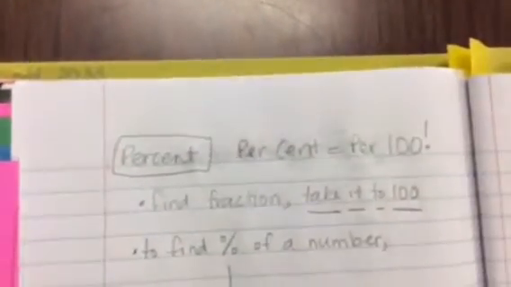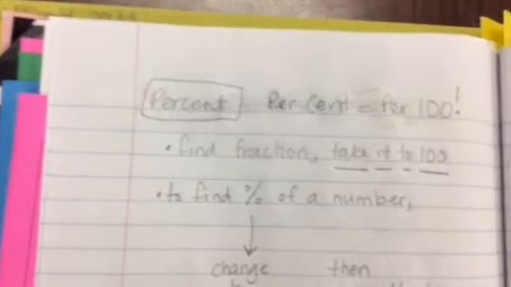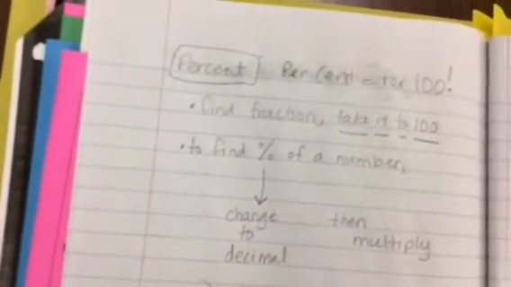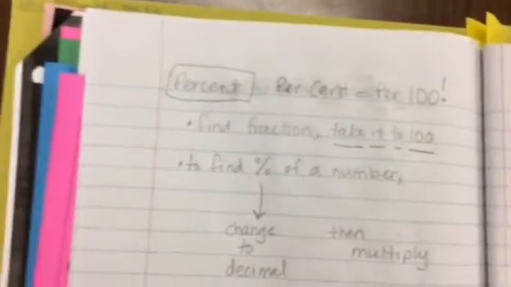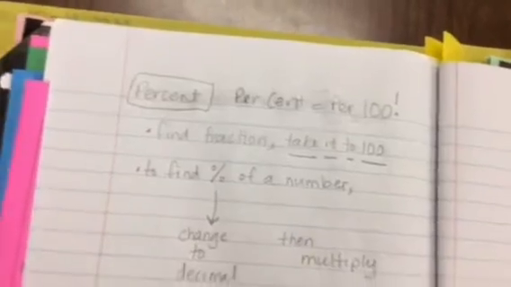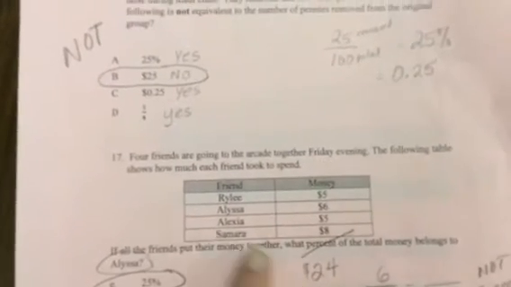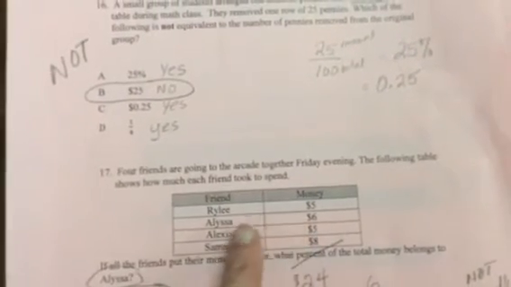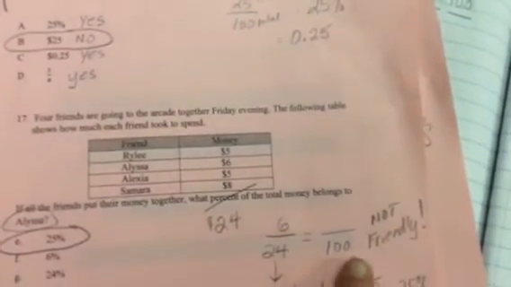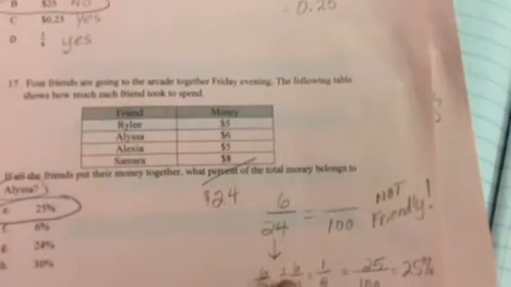All right, let's talk about percent. There's lots of percent on it. If you just remember, percent means per 100. If they show you a fraction bar, find the fraction, then take it to 100. If you are trying to find, like this question about Alyssa, you've got to find how much the total was and then go for the fraction first. Alyssa had 6 out of 24. 6 out of 24 is not friendly. It can't go to 100, so simplify.